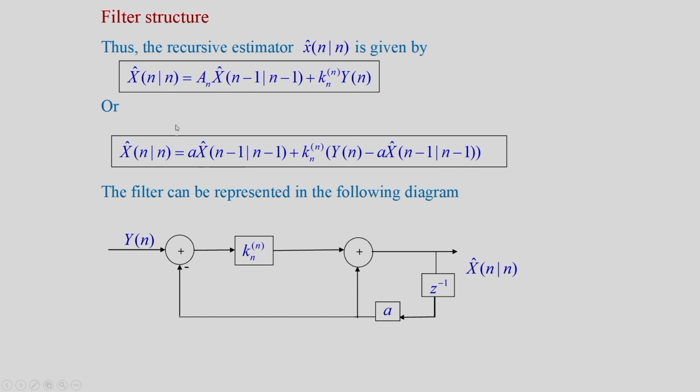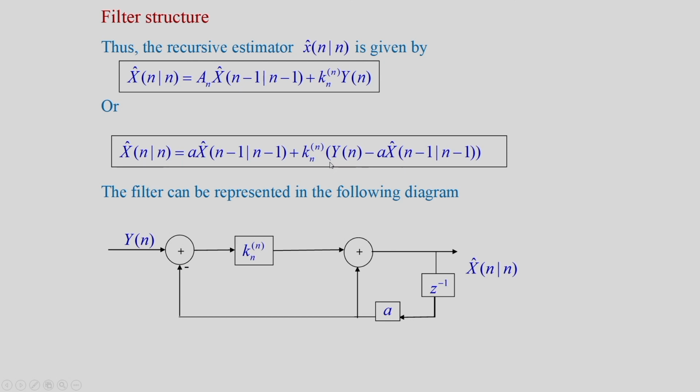So, we have a filter structure now, that is current estimator, that is filter output, is A times previous filter output plus k_n times yn, or current estimator, that is filter output, is equal to A times x at n minus 1 given n minus 1. This is the delayed version of the filtered output plus k_{n,n} times, that is Kalman gain multiplies yn minus A x at n minus 1 given n minus 1. This is the prediction error.